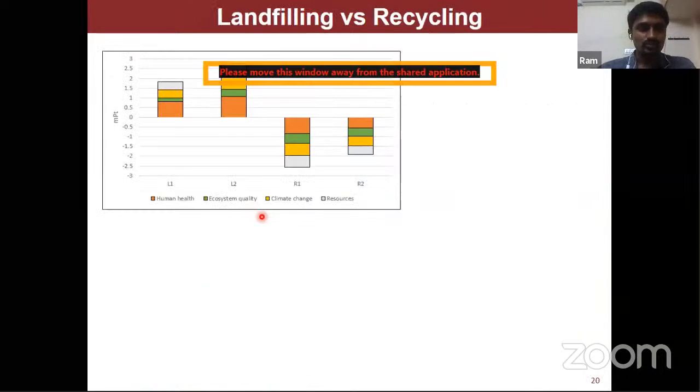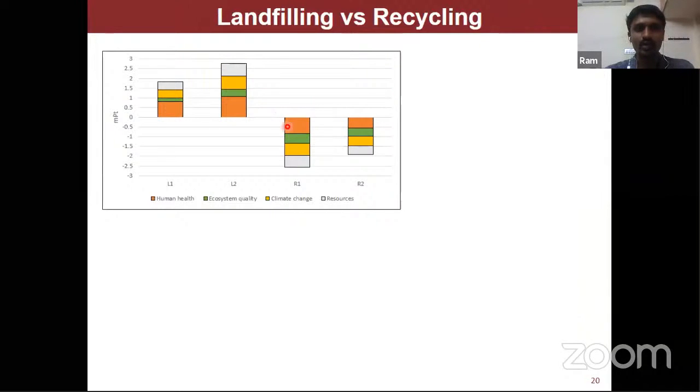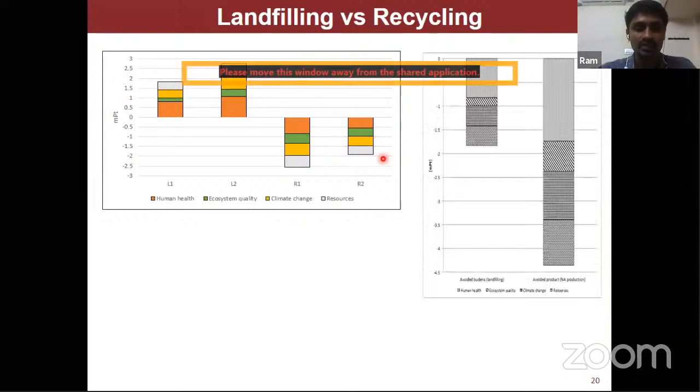To move on, there are 4 endpoint indicators. If we compare landfilling, these generate environmental impacts on the positive side. However, recycling actually produces environmental benefits. If you have a negative number, it denotes that there are environmental benefits from that activity, that is, recycling. So where are these benefits coming from? These benefits are predominantly coming from the avoided burden of natural aggregate production and the avoided burden of landfilling.